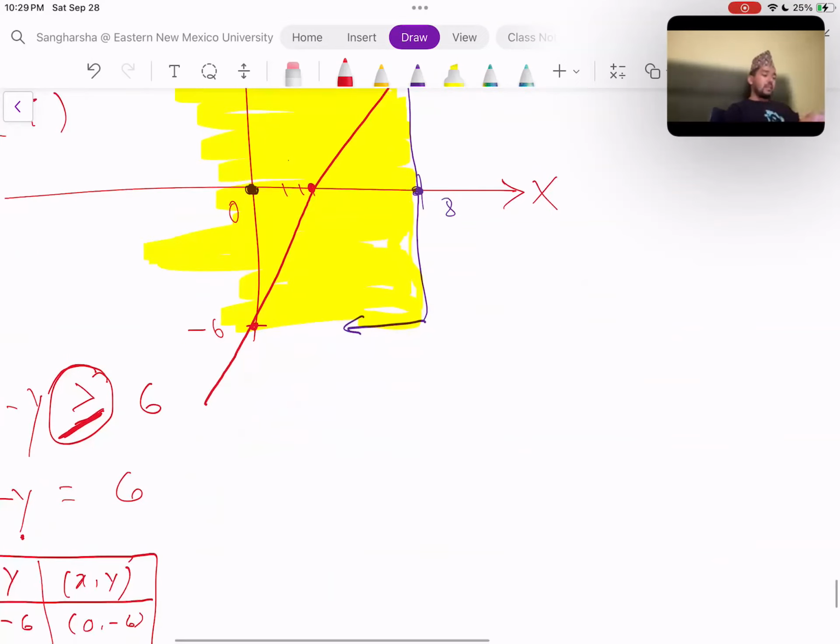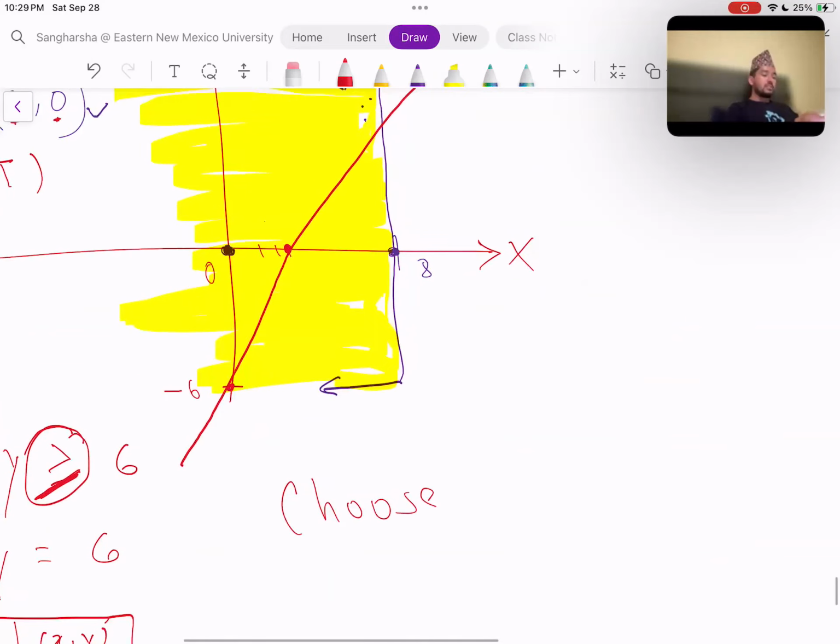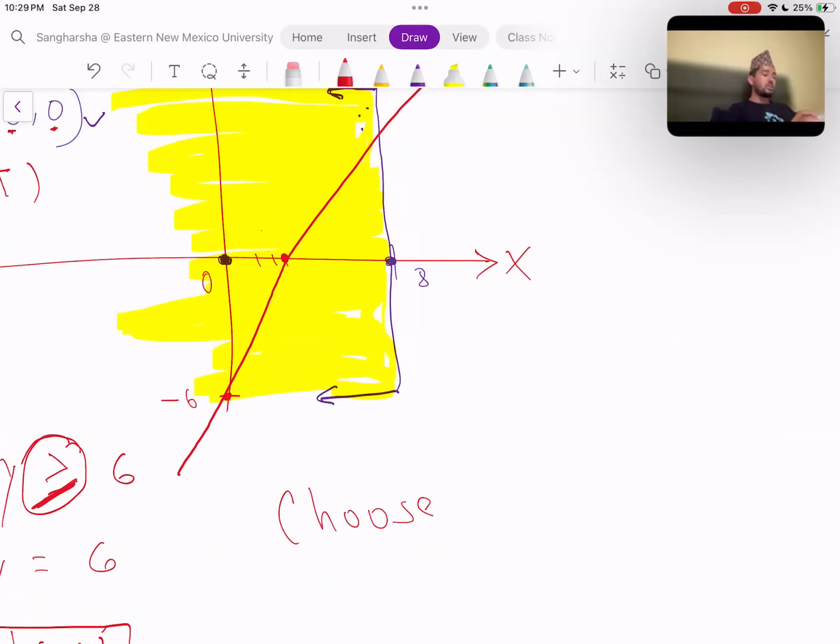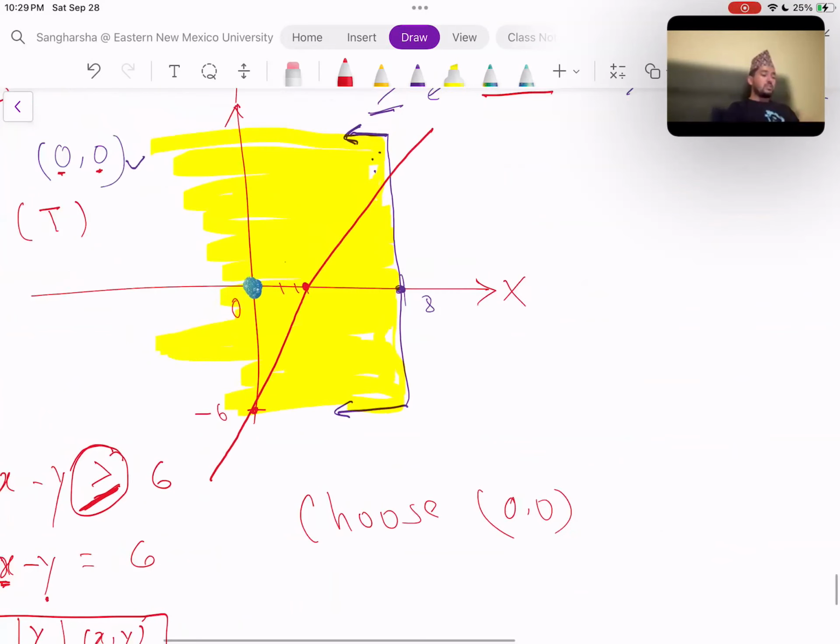Okay. The next step, you're gonna choose a point. Now, can you choose a point for this? What point do you want to choose? And you can still choose the origin, okay? Because this origin is not on the line. So let's choose 0, 0. You check whether 0, 0 is a solution for this inequality or not.